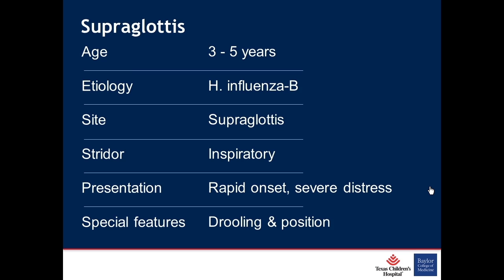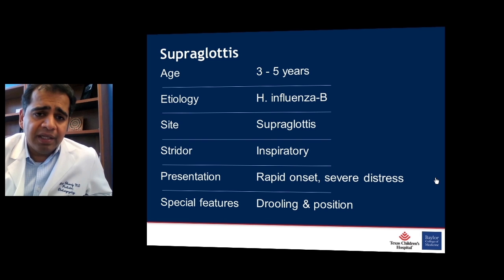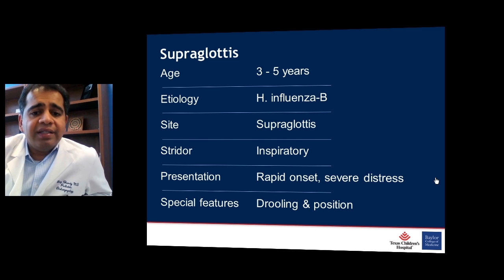If we go on to supraglottitis, or more commonly known as epiglottitis, this age group is higher. It's in the 3 to 5 years of age. The etiology usually is Haemophilus influenzae type B. The site is the supraglottic area, or most commonly the epiglottis. The stridor is with inspiration. It's rapid with severe distress, and often these patients have to go to the OR to be intubated or possibly even get a tracheostomy in place.